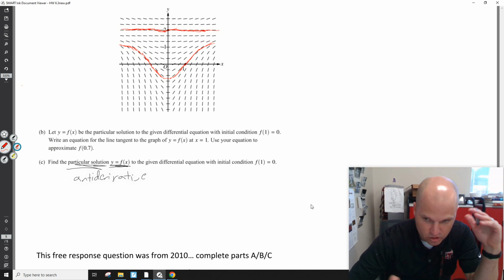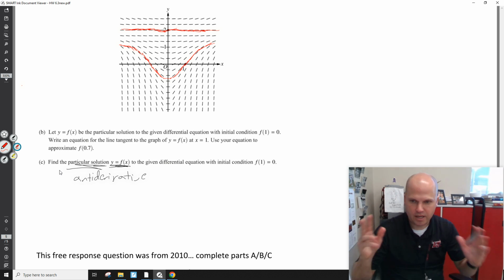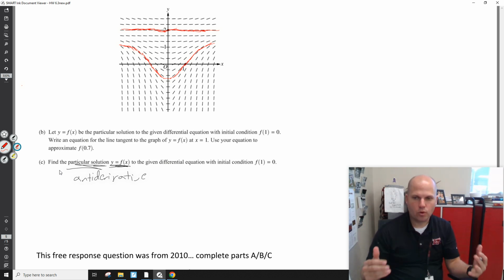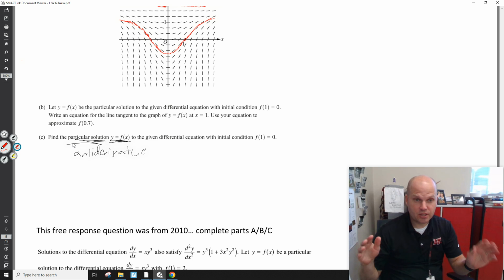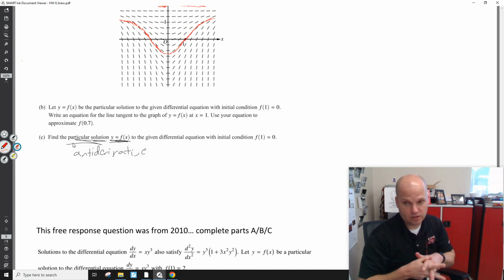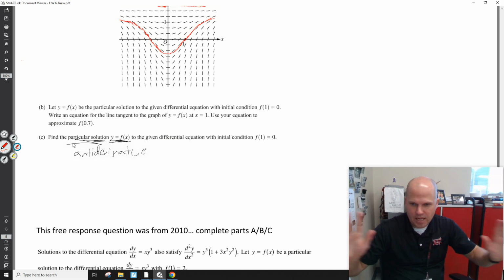All free response questions are worth 9 points. 1 point, or maybe 2 points, 2 points, 5 points. Usually the big antiderivative step is worth like upwards of 5 or 6 points. Part B, let y equals f of x be the particular solution to the given differential equation with the initial condition 1, 0. Nothing yet. Nothing's happened yet.